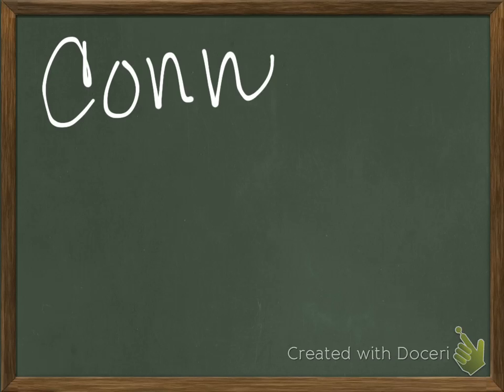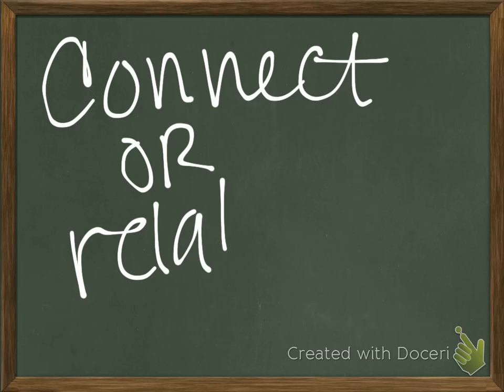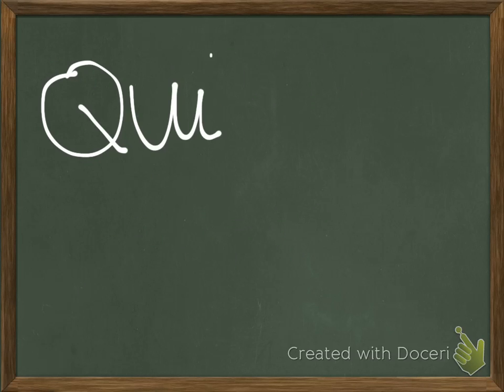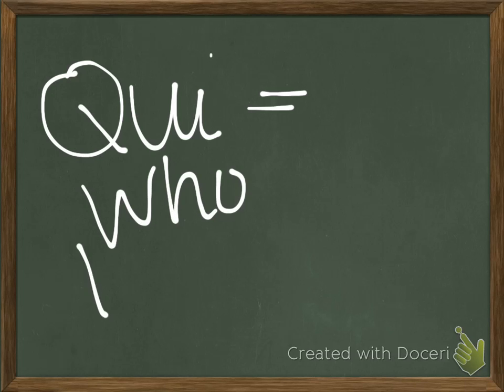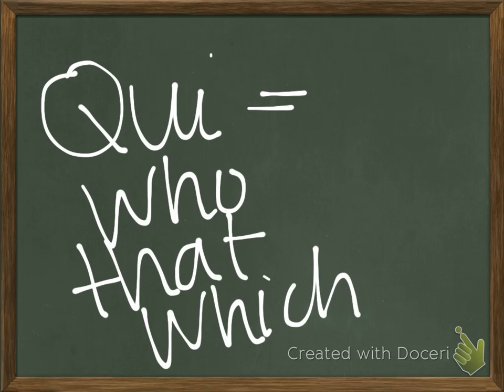So to start, relative pronouns are words that are used to connect or relate sentences to one another. Okay, so we're going to start with qui. Qui is a relative pronoun that can mean who, that, or which. Now this is kind of different because since you've learned qui, we've said that qui means who.